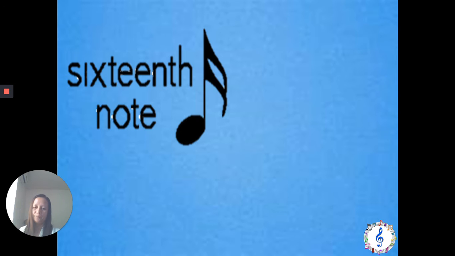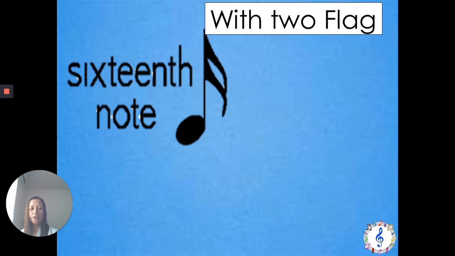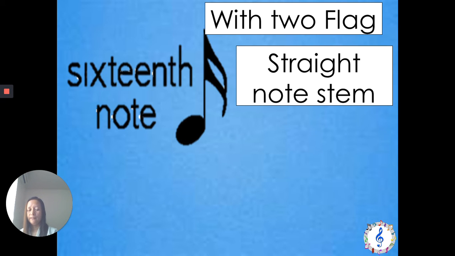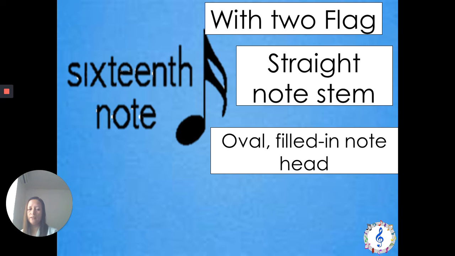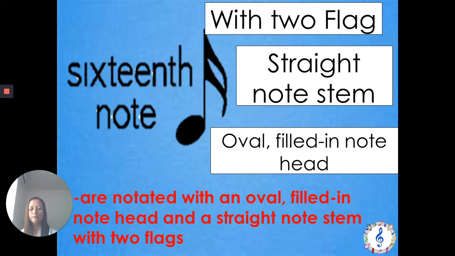16th note. A 16th note has two flags, a straight note stem, and an oval filled-in note head. That is the characteristic of a 16th note. 16th notes are notated with an oval, filled-in note head and a straight note stem with flags.